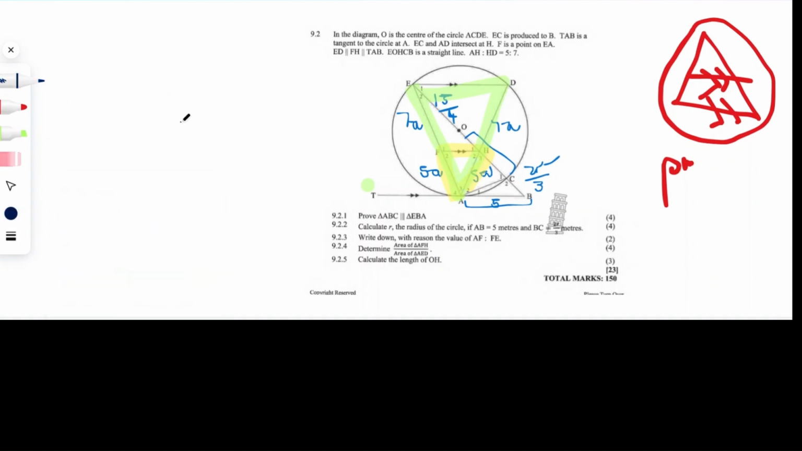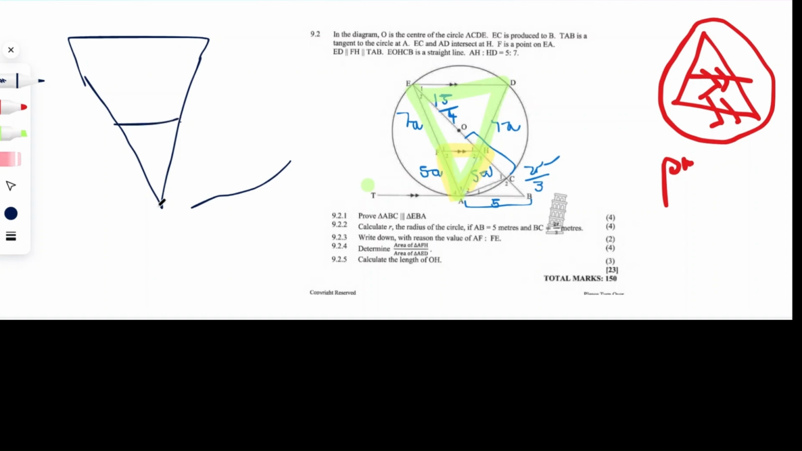These triangles share the same vertex. The vertex would just be the point at which the triangle ends. This part here, this is the vertex. So this is triangle AED, and this is triangle AFH. They share the exact same vertex.